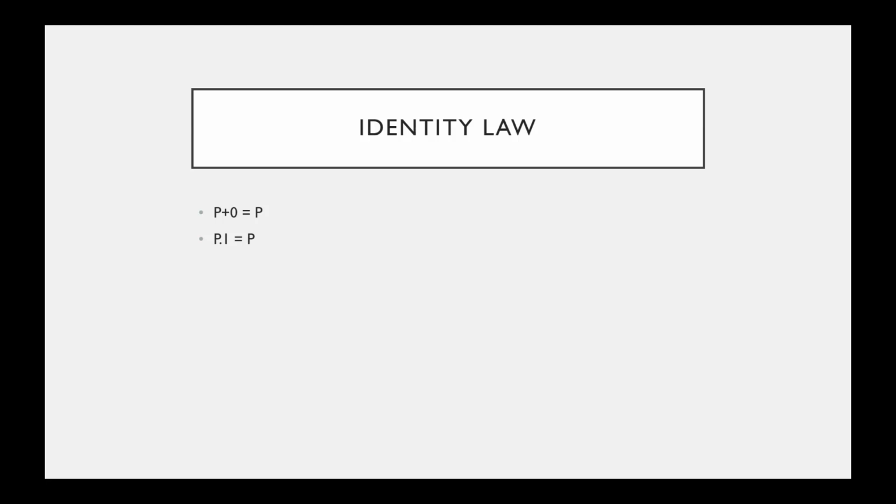Identity law. Identity law means p plus 0 or p dot 1. This means the variable will always come out as an answer. Idempotent law. This means if a variable is added or multiplied into itself, then the answer will always be the variable.